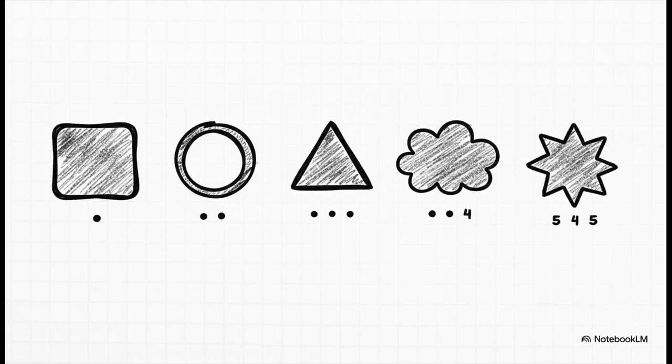Okay, wait a second. You might be wondering, if it looks at all the words at once, how on earth does it know the word order? That's a fantastic question, and it solves this with something called positional encodings. It basically adds a little numerical signal to each word that tells the model its exact position in the sentence, whether it's the first word, the second, the 10th, and so on. Pretty clever, right?